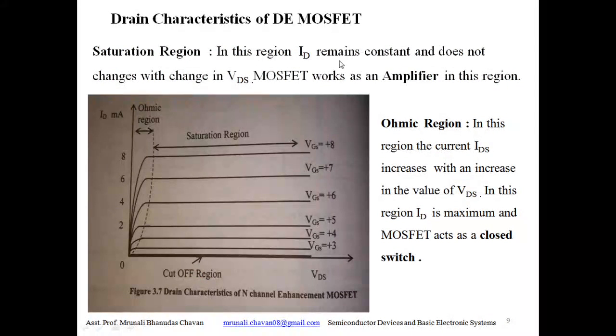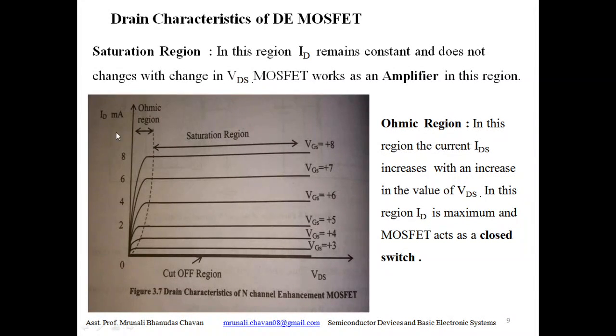Saturation region: in this region ID remains constant and does not change with changes in the VDS, and MOSFET works as an amplifier in this region. For a particular value of VGS the ID remains constant.